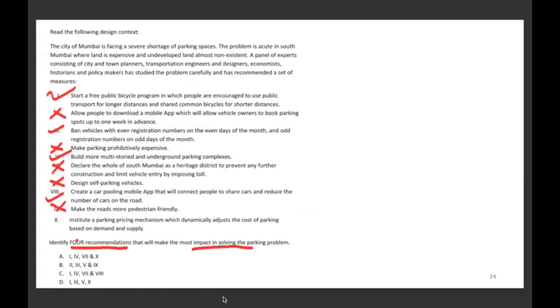And institute a parking pricing mechanism which dynamically adjusts the cost of parking based on demand and supply. This works partially because you are trying to have some kind of pricing mechanism which also encourages people to use public transport, because if it gets expensive, and there's uncertainty at what cost they will get the parking, they may try to opt for some kind of long distance transport program. There's some possibility, but yeah, it can help. So of all of these, we'll choose option D. If option 8 had been given, it would have worked better instead of 10, but since it's not there, we'll go for option D here.